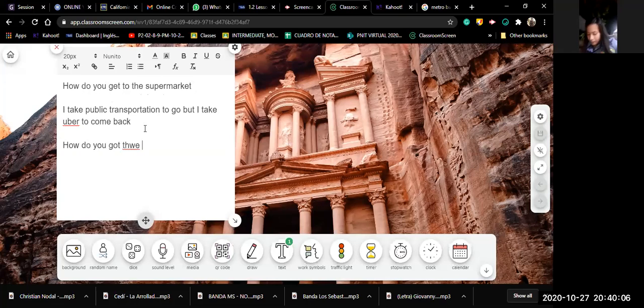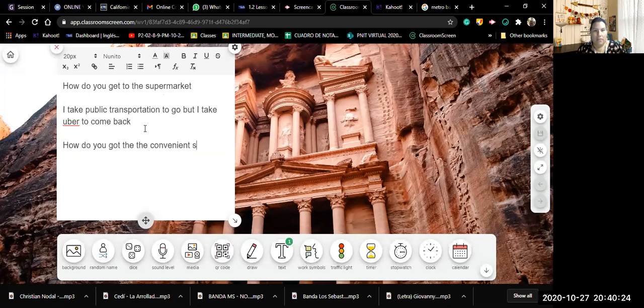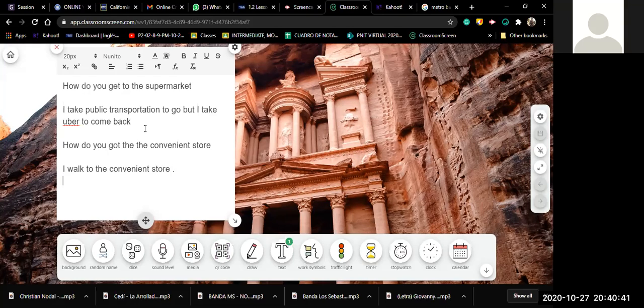How do you go, otro ejemplo, how do you go, la tiendita de Don Pedro, ese se llama convenience store, la tiendita del vecindario, que está en su colonia, se llama convenience store, la tienda de conveniencia, así se llama en inglés, porque no hay una palabra para tiendita. How do you go to the convenience store? So, I walk. Excellent. I walk to the convenience store. Very good. Or you could say I ride a bicycle to the convenience store also. Good job. Bike. Okay.